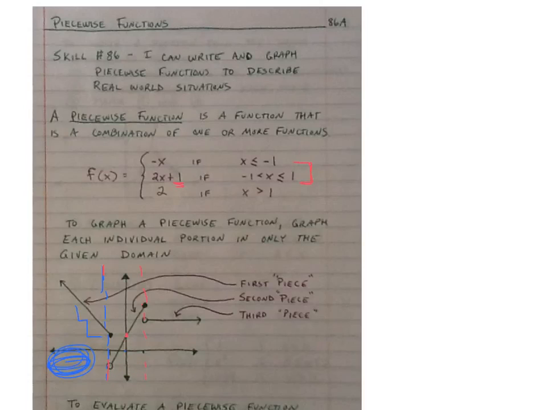And notice that what I do is I put an open circle when it is at negative 1, and I go up to a closed circle when it's at positive 1, because that piece includes a positive 1 value. And finally, the third piece is f of x equals 2, and that's just a straight horizontal line at 2, and it has an open circle at 1.